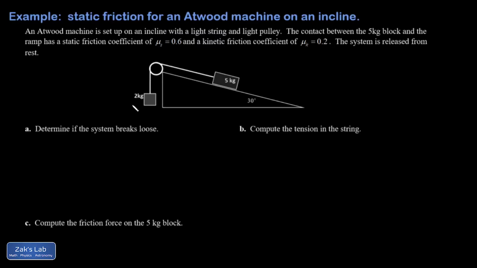In this example, we have to determine if the system is going to break loose. So the way I normally handle this is to assume that the system is not going to break loose, so it's a static system, and then we're going to start comparing forces around the system and find out whether or not the static friction force is maxed out or whether it's less than its maximum possible value.